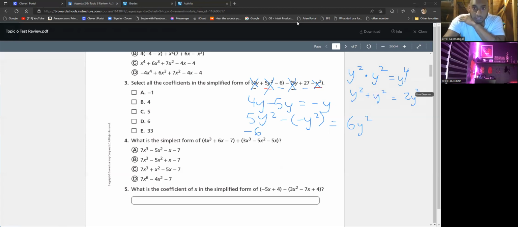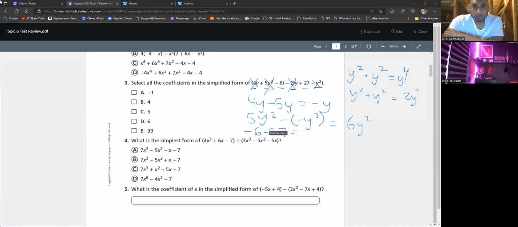The next one, negative 6 minus 27. How much? That's B. Where are you getting the 4 from? Oh, we're on number 3 still. I thought you went to number 4. No, we're still on 3. We're not done. What's negative 6 minus 27?